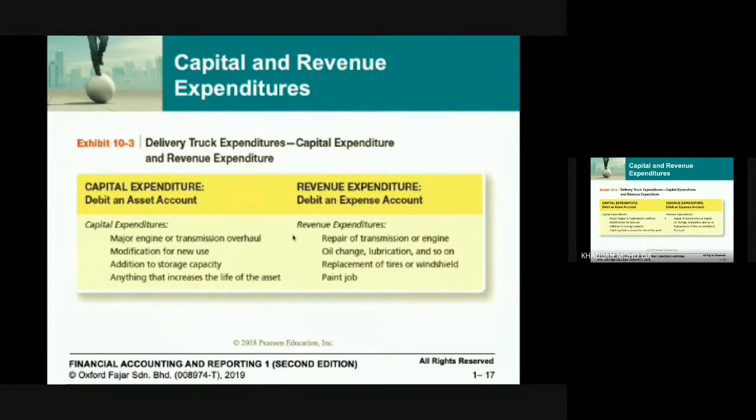But if you incur expenditure for the repair of transmission or engine, oil change, lubrication, and all this, it is related to the delivery truck, but this is regarded as a maintenance or a revenue expenditure. So this expenditure will be treated in your profit and loss account as an expense, debit an expense account. But if a capital expenditure, you debit to the asset account, because it adds value to the asset.